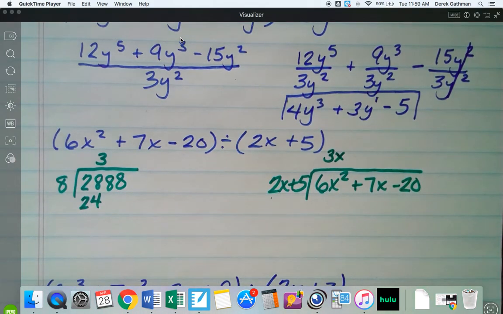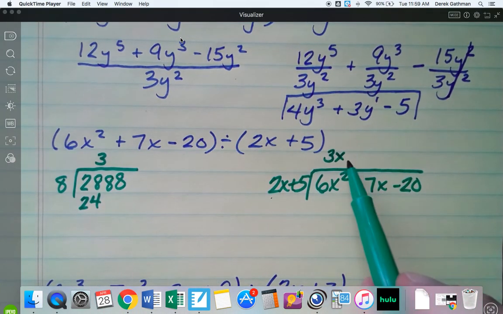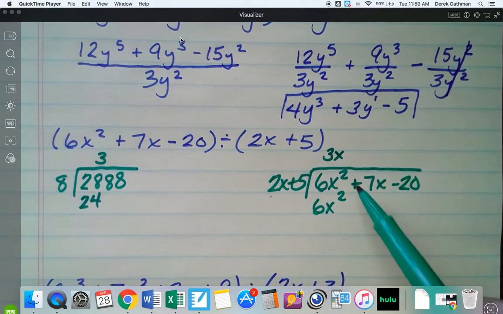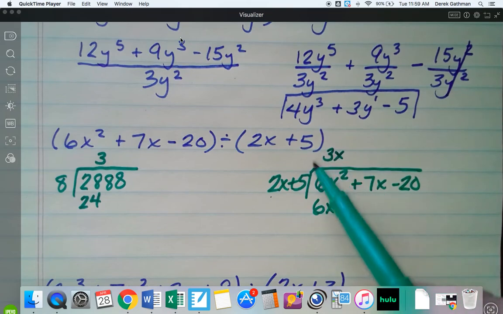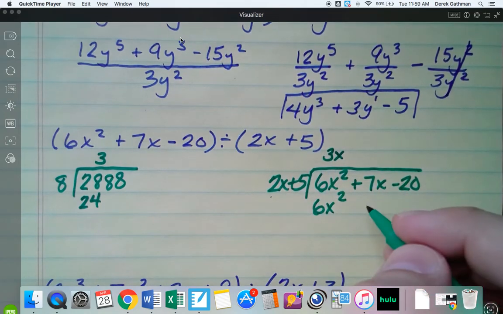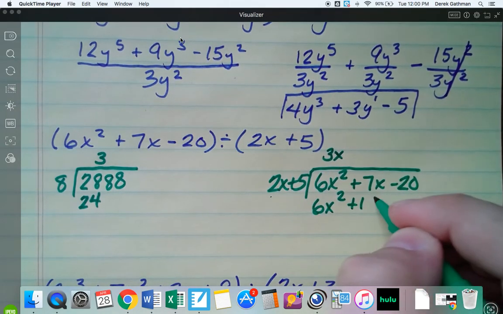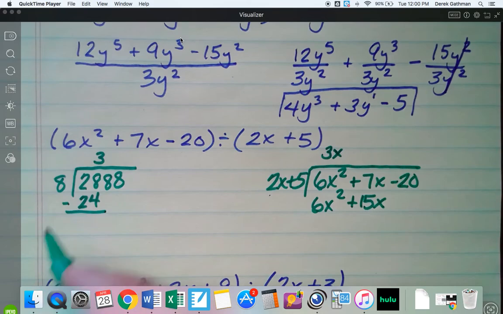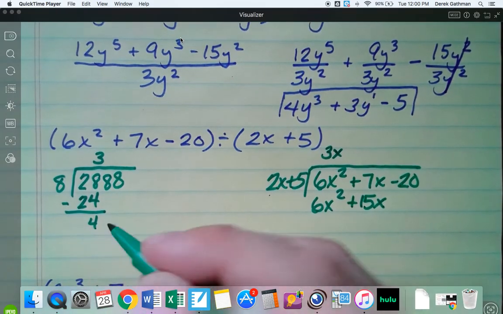I'm going to do the same thing over here. 3x times 2x gives me 6x squared. Notice how I'm lining up the like terms. 3x times 5 is 15x. Okay. Now back over here. What did we do with this? Well, we subtracted them. So I got 28 minus 24, and I got a 4.